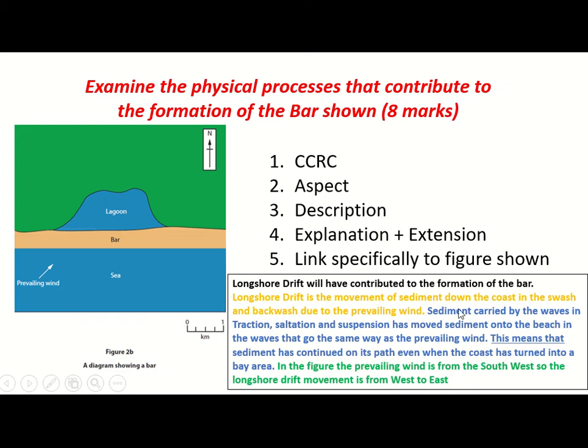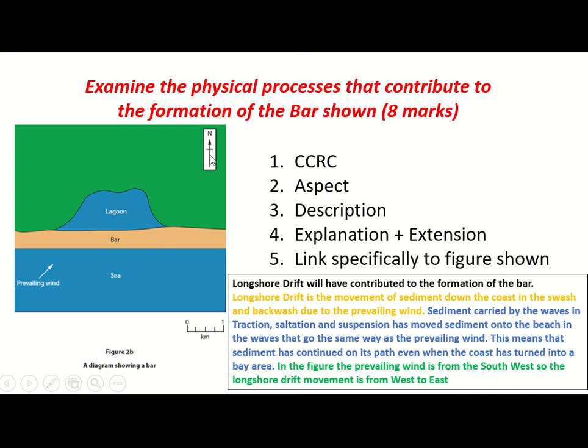Now that is just me saying that sediment has moved along. That's how it's contributed to form the bar. I've got to extend this if I want to aim for the top grades. So here's my connective. This means that sediment has continued on its path even when the coast has turned into a bay area. Now I've got to link it to the diagram. In the figure, the prevailing wind is from the southwest. There you go, it's from this direction, which is the southwest. So longshore drift movement is from west to east. I very clearly linked it to the bar shown.